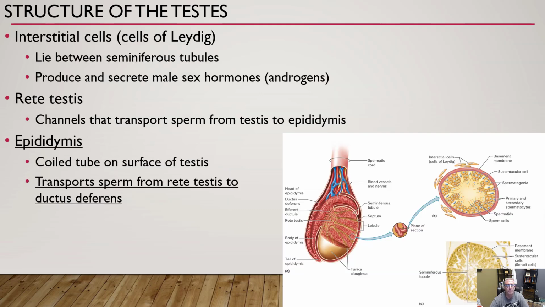All right. Testes also have interstitial cells or cells of Leydig. You can see those up here. These cells of Leydig, or interstitial cells, produce your androgens, the male sex hormones.